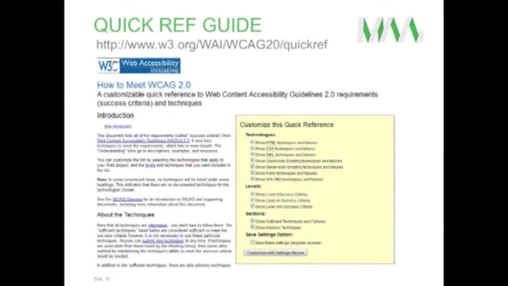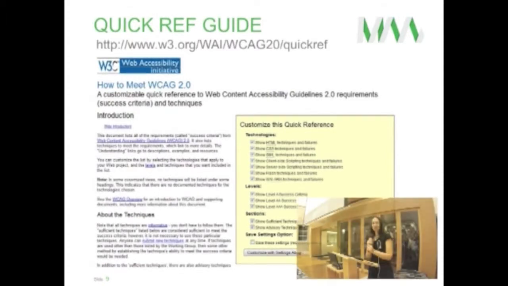My holy bible for WCAG is the Quick Reference Guide. So the Quick Reference Guide actually allows you to customize what you're essentially seeing when it comes to WCAG. So you can say, for example, just show me the level A criteria. And you can say, only show me techniques, for instance, to do with HTML and CSS, because I don't want to know about server-side, client-side, Flash, or so on and so forth. It actually takes you through, and it's hierarchical, so it has the guideline, the success criteria, and then it has all of the techniques.